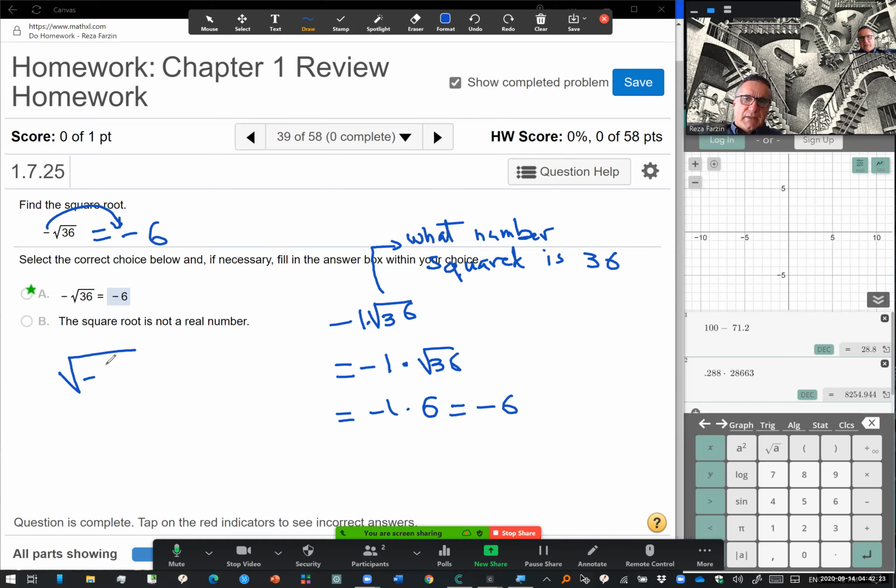number under the radical, that's called the radicand, right? Radicand with a D. So when the radicand is negative, you still have to ask the same question, right? What's the question? What number do I have to square to get negative 36 now, right?